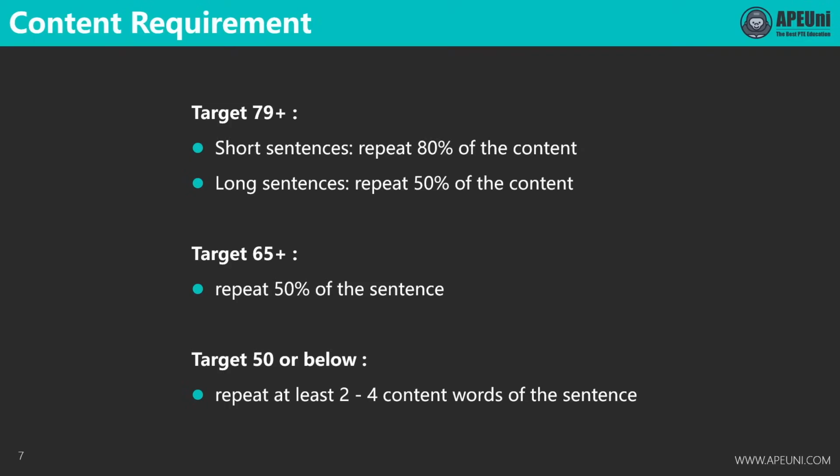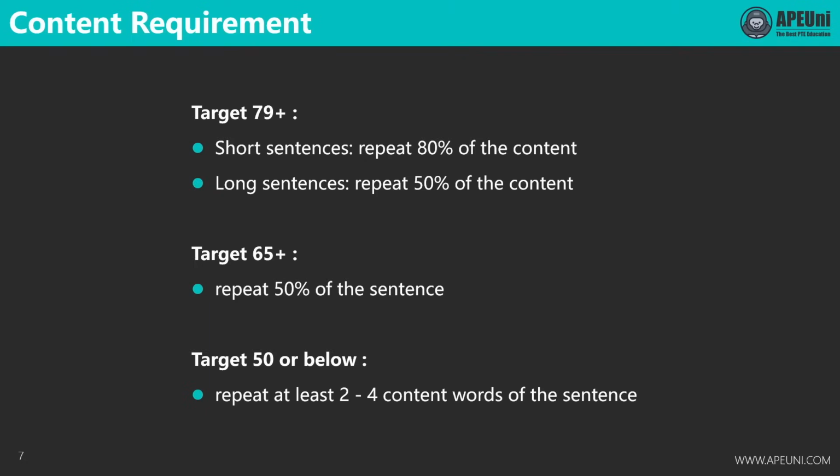Now, let's take a look at the content requirements for different target scores. For a student whose target score is 79 or above, try to repeat at least 80% of the content for short sentences, and for longer sentences which are more difficult, try to repeat at least 50% of the content. You don't have to repeat all the words for any of the sentences. If you perform well in fluency and pronunciation, repeating 80% and 50% can still get you a score of 90 in PTE speaking. For students whose target score is 65 or above, repeating 50% of the sentence is sufficient.